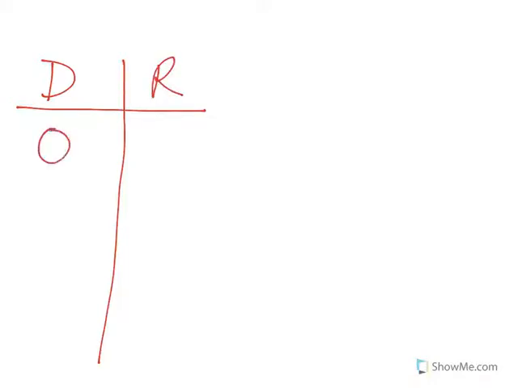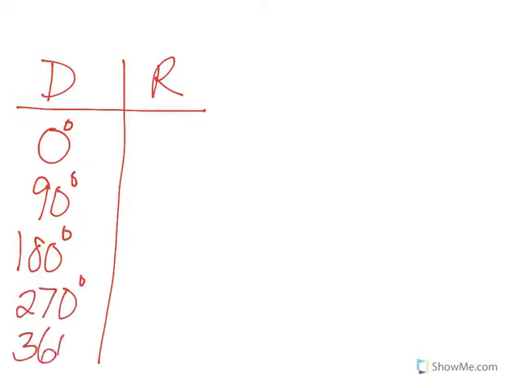So we have 0 degrees, 90 degrees, 180 degrees, 270 degrees, and 360 degrees. I would recommend pausing the video, copying this down in your notes, and seeing if you can recall what those key radian measures are. 0 degrees is naturally just going to be 0 radians. 90 degrees is pi over 2 radians. 180 degrees is pi radians.